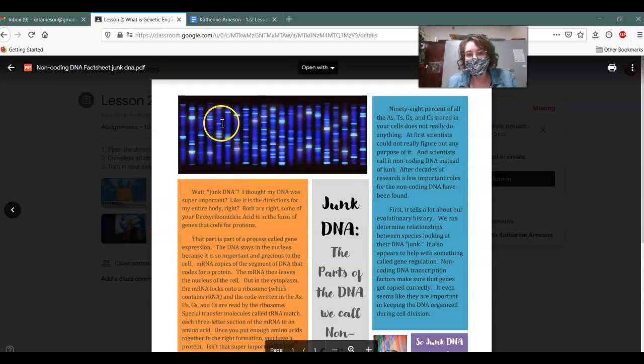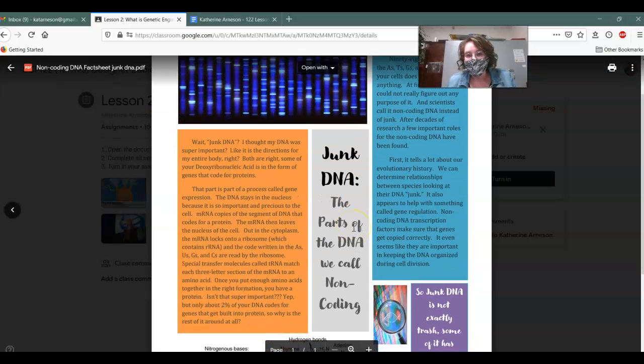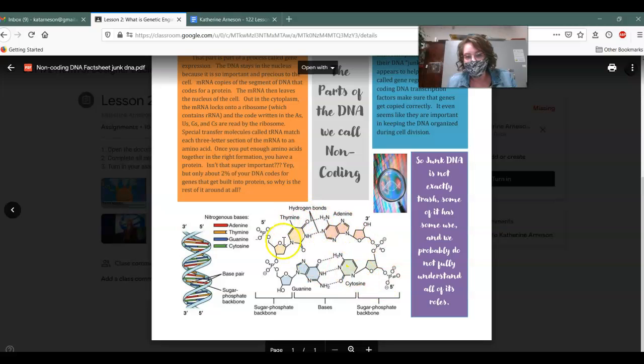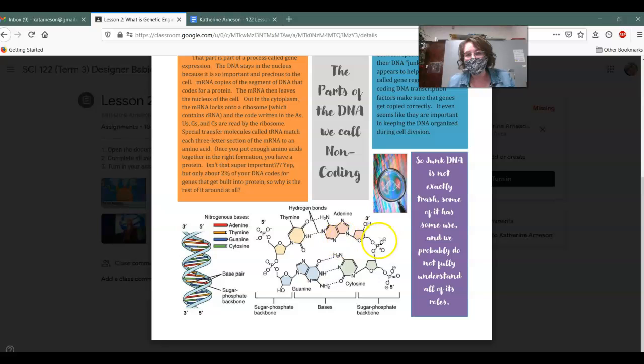And it has some pictures on here. This is actually a picture of some chromosomes in alignment, and it has different genes highlighted. And then down here, there are the A's, G's, T's, and C's that line up in DNA. That way you can see what they look like up close in their molecular form.